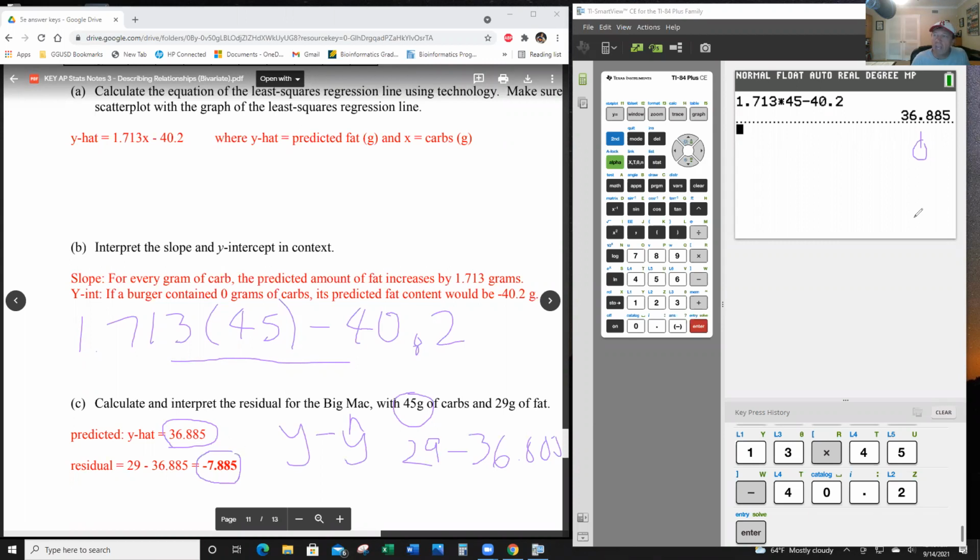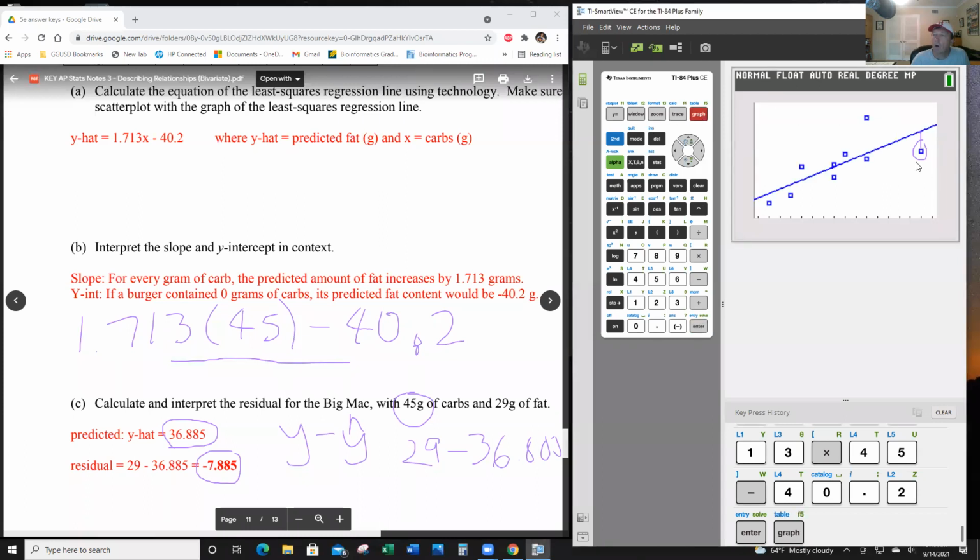And we knew it was negative because if you recall, I'll go back to the drawing here. That point right there where my cursor is, it's below the line, so it's negative. Remember, a negative residual means the line over predicted it.